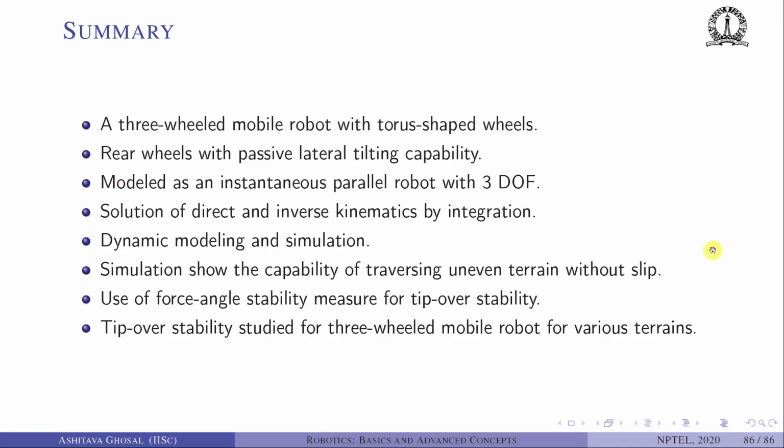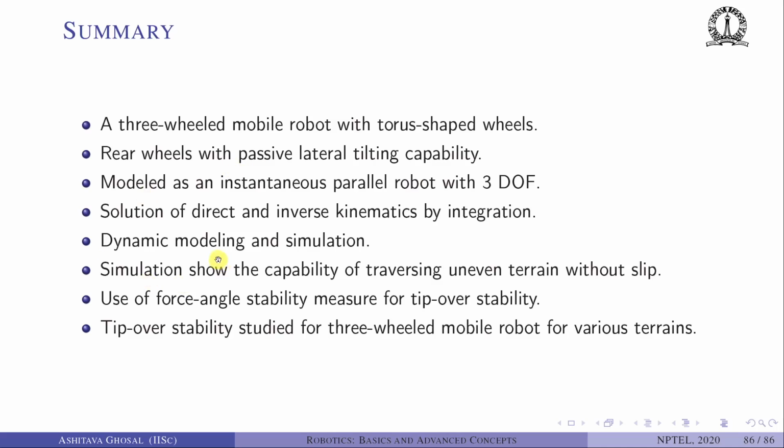So in summary, a 3-wheel mobile robot with torus-shaped wheels was studied for stability. The rear wheels with passive lateral tilt capability are present. We modeled this 3-wheel mobile robot as a parallel robot with 3 degrees of freedom. The solution of the direct and inverse kinematics was obtained by integration, because the direct and inverse kinematics are related to the velocities, unlike in a serial robot.